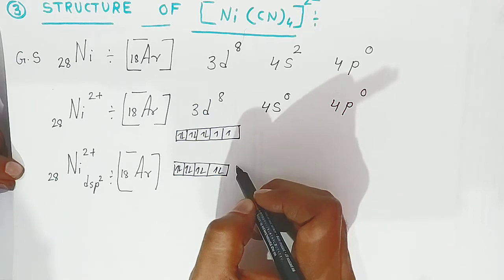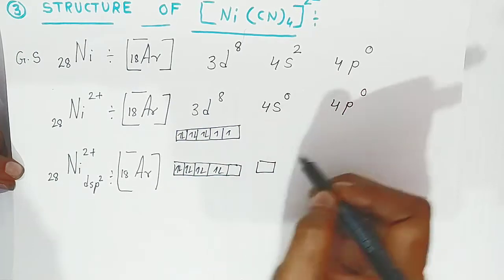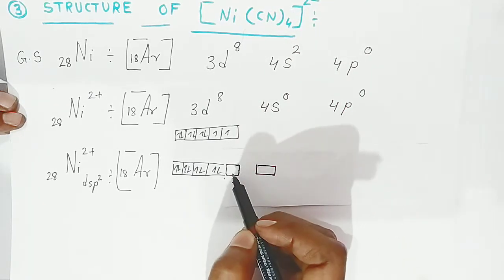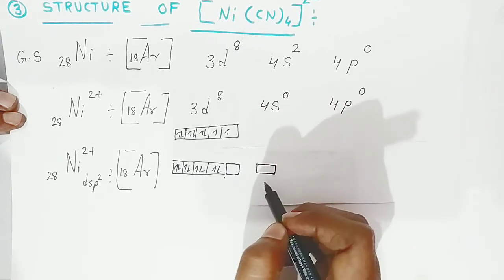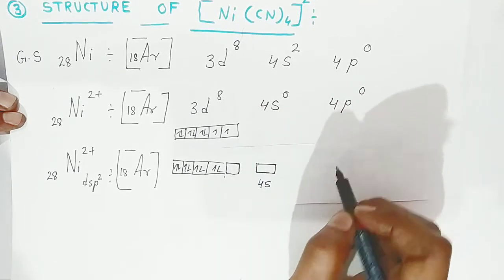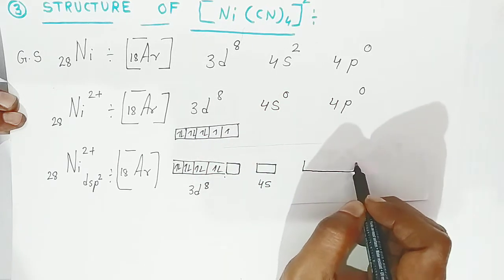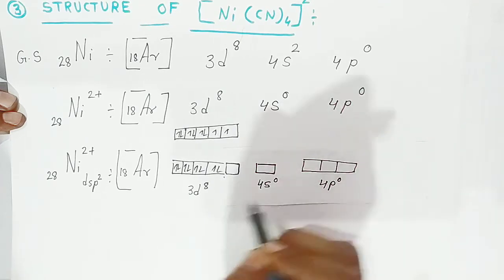And because one orbital will be vacant, and 4s is also vacant. Now students, because cyanide is a very strong ligand, this electron will be paired up. In this way the d orbital is vacant, and 4s is also vacant. Now this is 4s and this is 3d8. Now 4p is also vacant, 4p 0.